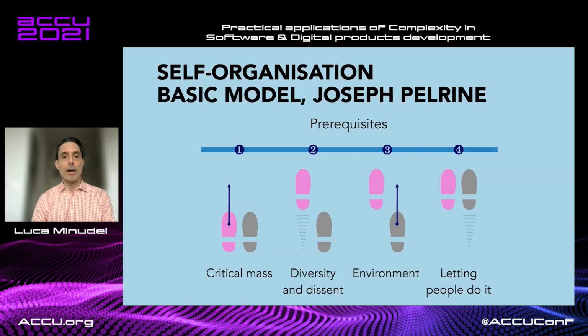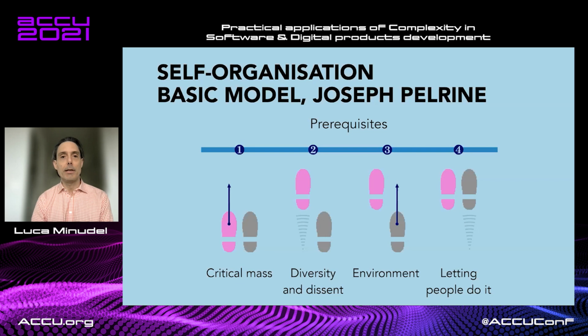The first prerequisite is critical mass. You need at least 3 people in a team in order to allow self-organization, in order to have enough local interaction that can create population-wide patterns. The second is diversity and dissent. You need that to avoid groupthink and blind spots.